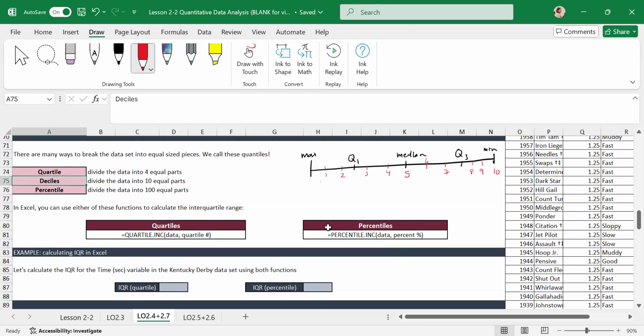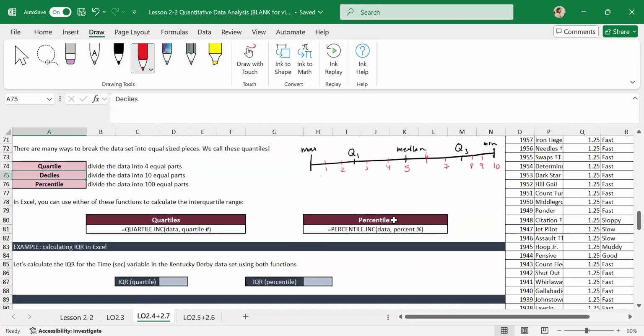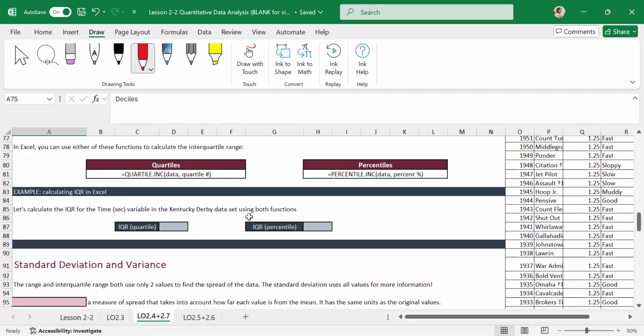So if you know how to use the quartile function, you can find the interquartile range. If you know how to use the percentile function, you can find quartiles, deciles, or percentiles. It's the one that's a little bit more adaptable, that you can use for all 3 of the different applications. So without further ado, let's show you how we can apply these functions in Excel to find the interquartile range. I'll show you how you could use either the quartiles or the percentiles for this.